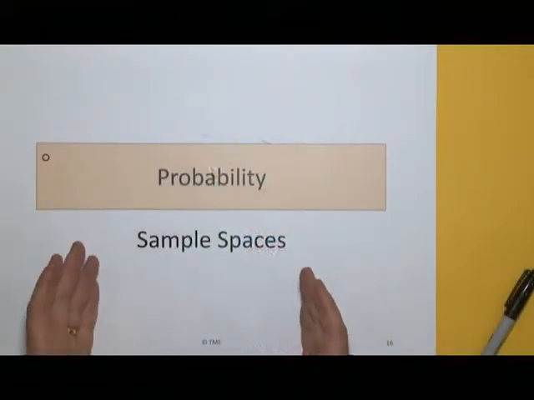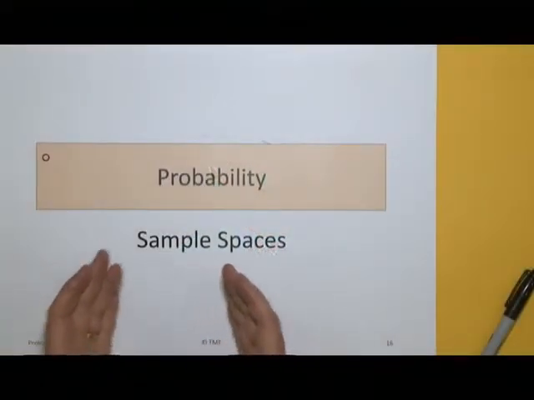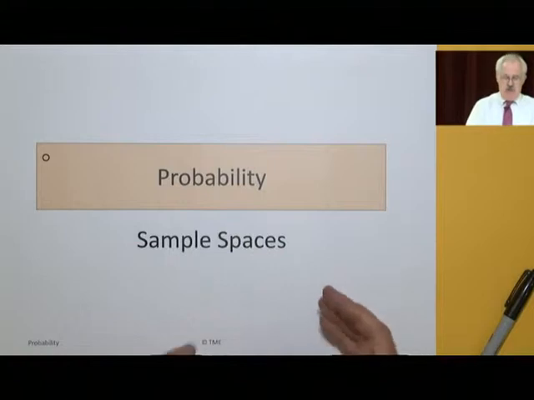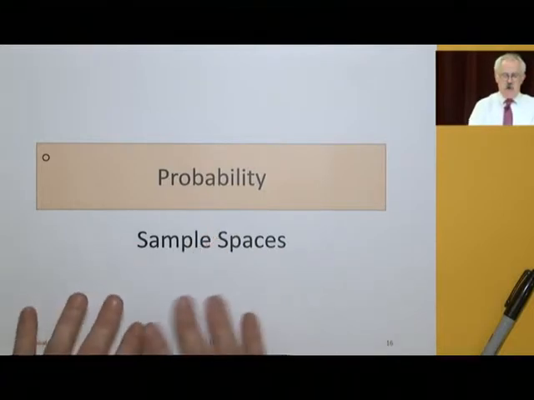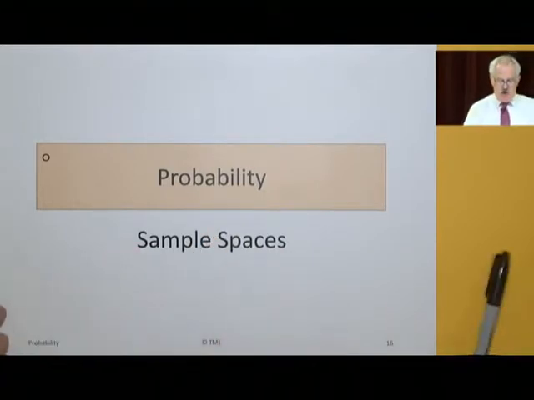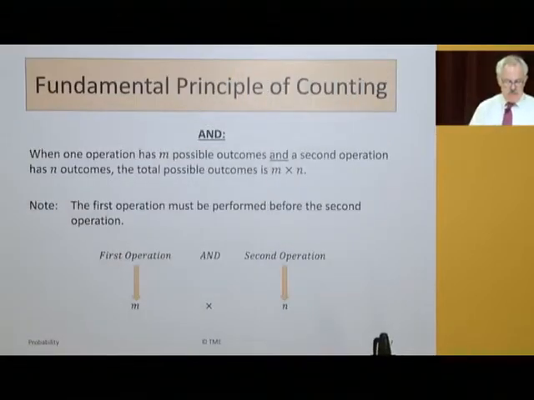Probability and sample spaces. What we're looking at here in sample spaces is where you have more than one possible thing happening. You might be rolling a dice or a die, and you might also be tossing a coin. So there's more than one thing. We're no longer talking about a single outcome.